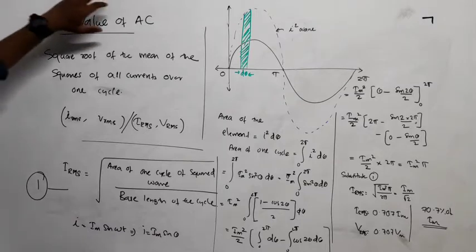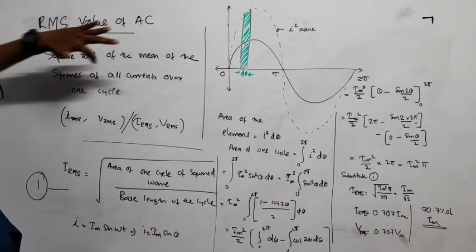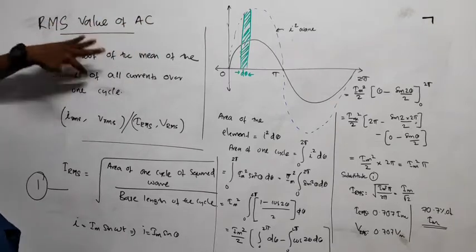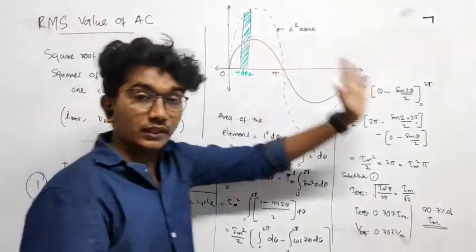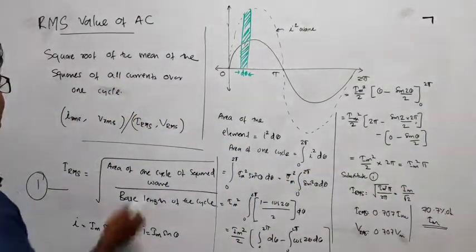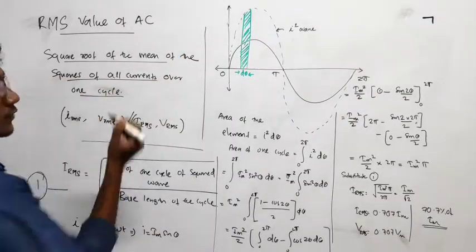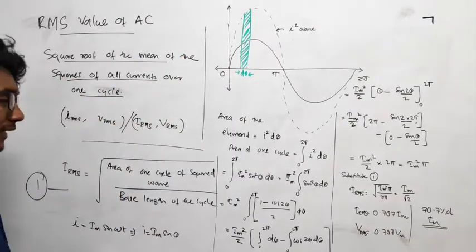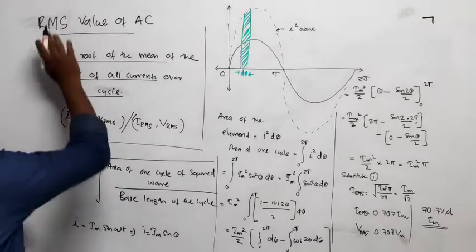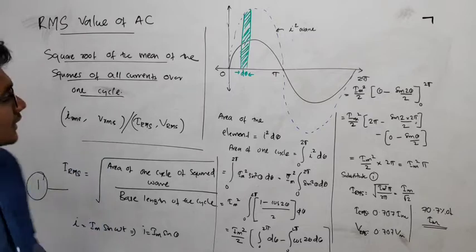Root mean square value of AC is defined as the square root of the mean of the squares of all the currents in one cycle. I know that it seems difficult, so don't worry about that. It's nothing but the square root of the mean of the squares of all currents in one cycle. If you find it difficult, take this RMS itself.